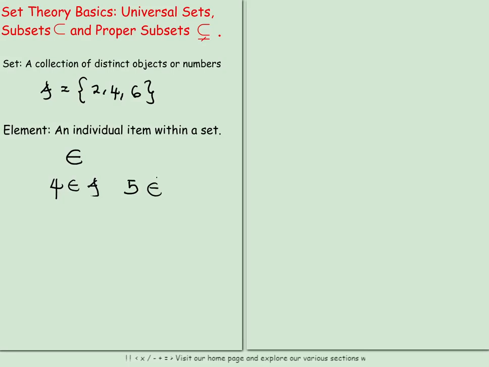On the other hand, since we don't have 5 there, we can say 5 is not an element. All you do is you cancel the symbol out: 5 is not an element of set A. These are just some basic notations we need to know in order to work with sets.